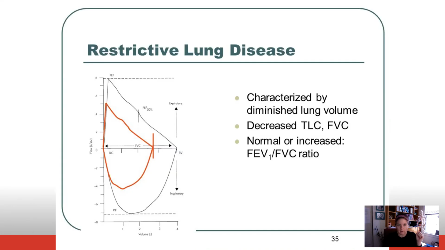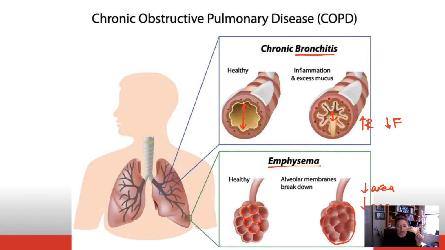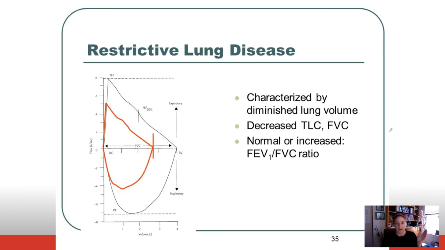So I gave you a list on your handout of pulmonary diseases that fall under that obstructive category. They would be asthma, bronchitis, emphysema, and then conditions like cystic fibrosis, where the body makes excess mucus and clogs up those airways. On the flip side of things, we have restrictive lung diseases.